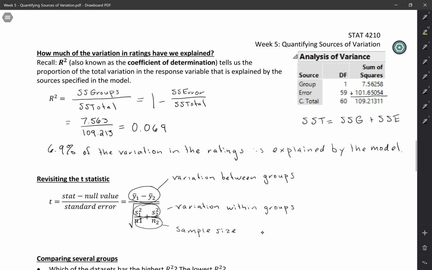So r squared is really a way to look at the strength of the association. How far apart are the groups? How much overlap is there? Whereas the t-statistic is a way to measure the strength of evidence. So in addition to the strength of association, which it does have here between groups and within groups, it's also taking into account the sample size. So the larger your sample size gets, the larger your t-statistic gets, because that's providing stronger evidence.